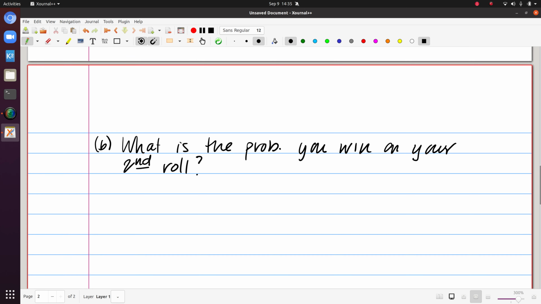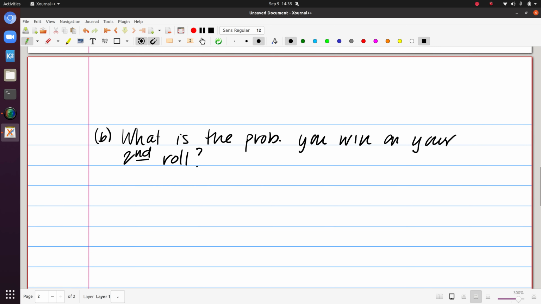So we have to be a little bit careful here because there are some assumptions we can make from the description of the game. To win on your second roll, that means that you could not have won on your first roll. We can assume that the game will stop as soon as somebody wins. So we have to first think about the fact that you would have to roll something not a 1 or a 2 on that first roll.